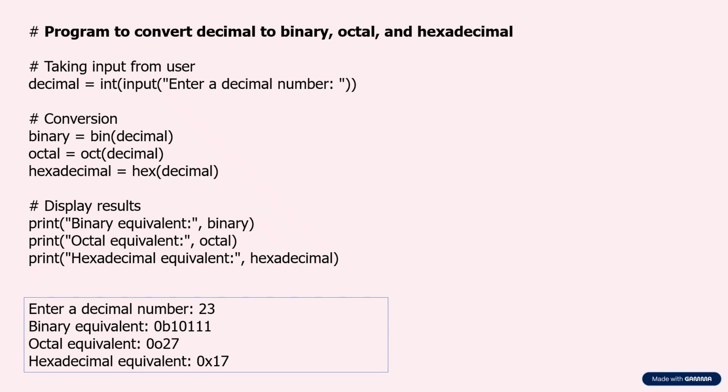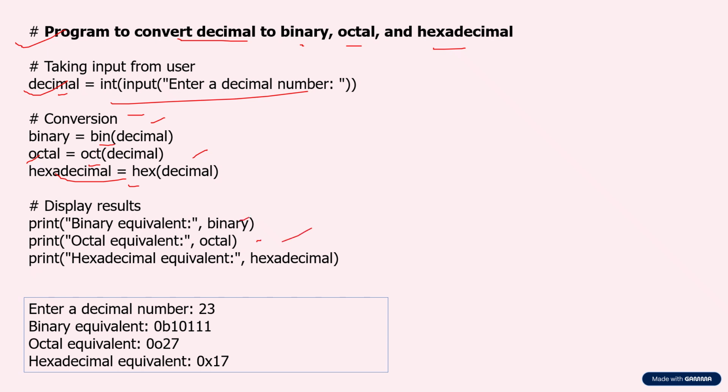Next, we can also write some Python program to convert one number system to another. Here I am taking one example, decimal to binary, octal, and hexadecimal. After taking input from the user, suppose a decimal number, for conversion we use the inbuilt functions: bin converts the decimal number to binary, oct converts it to octal, and hex converts it to hexadecimal. Then display the results finally.